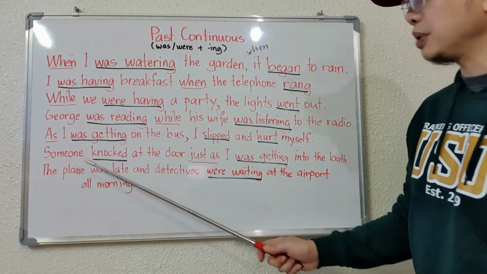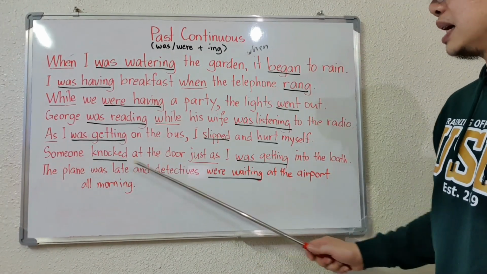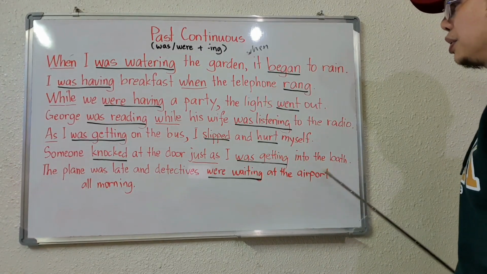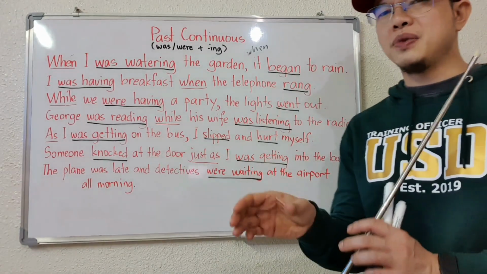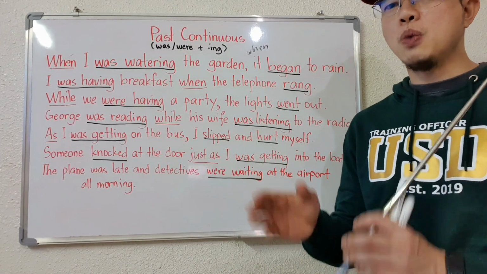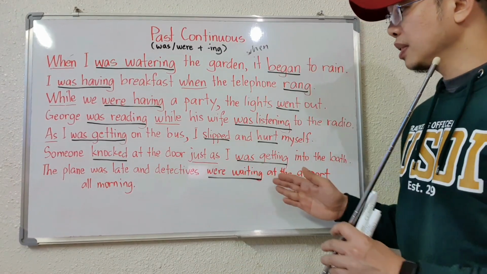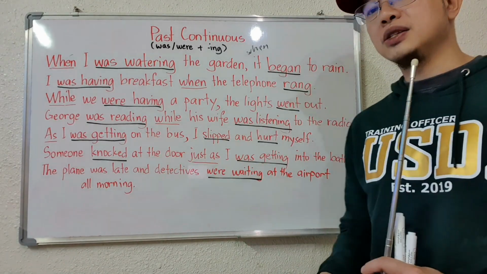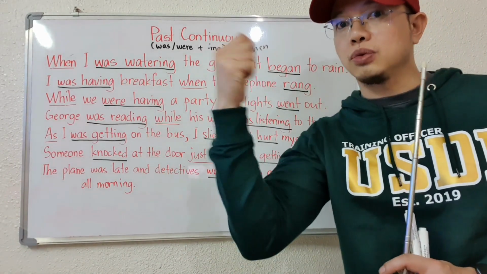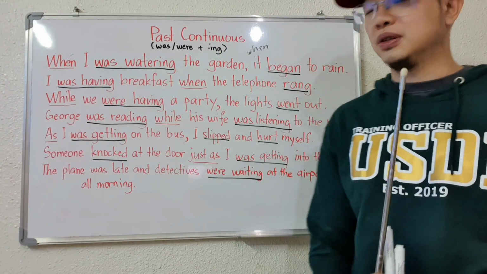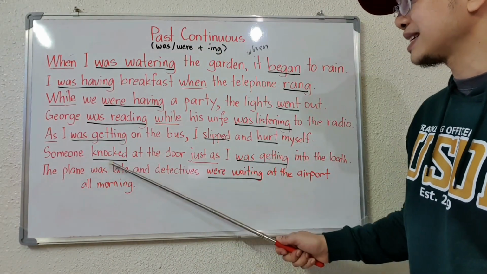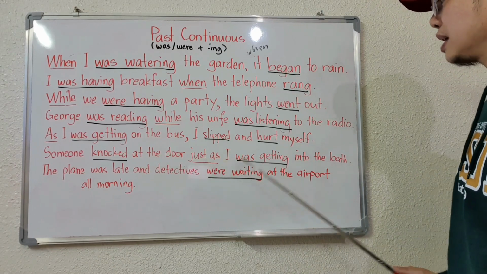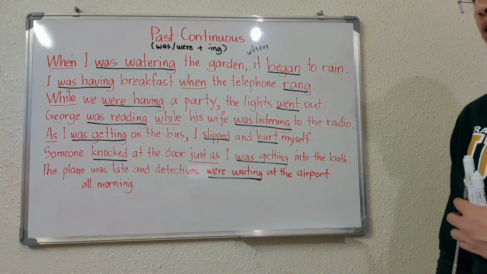For example, this one: someone knocked at the door just as I was getting into the bath. So there was just a very split moment when the speaker was getting into the bath, and then suddenly somebody knocked at the door. Someone knocked, this is simple past, at the door just as I was getting into the bath.